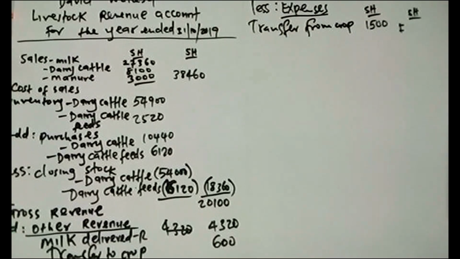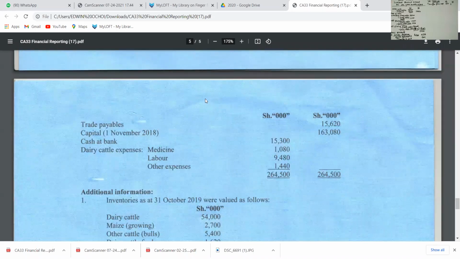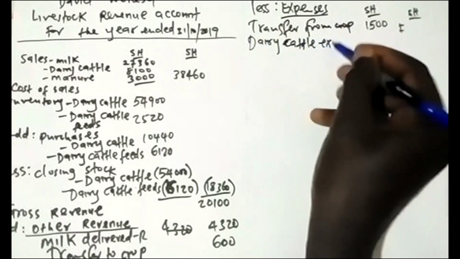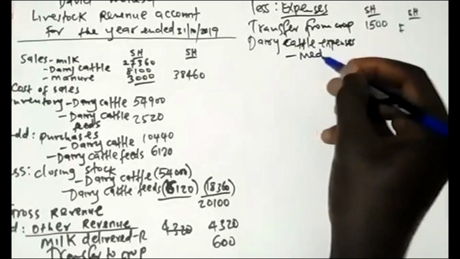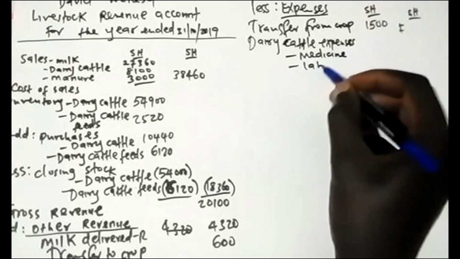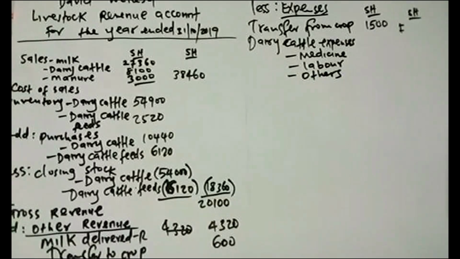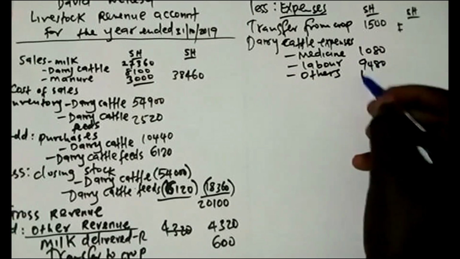Then we can check another expense from the trial balance, which was affecting specifically livestock. There's this dairy cattle expenses: medicine, labor, and other expenses. So for the dairy cattle expenses, we have medicine, there's that one for labor, and we have the others. The medicine is 1080, this one is 9480, and the last one is 1440.